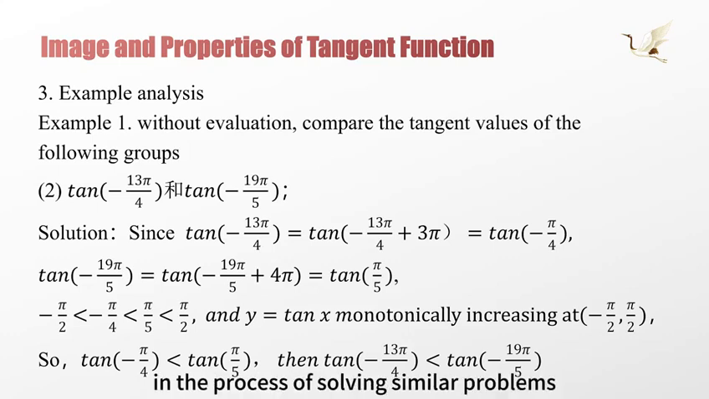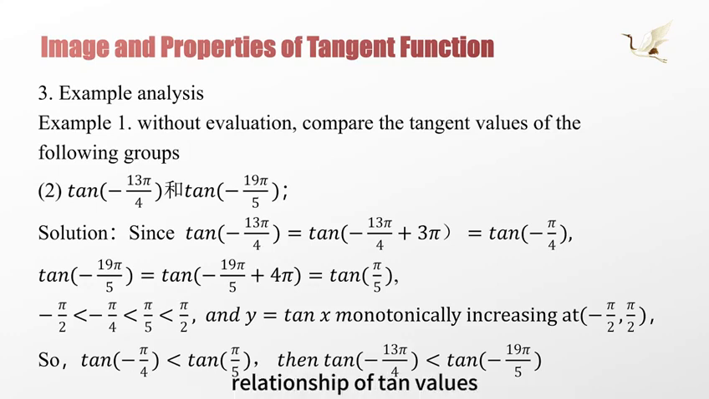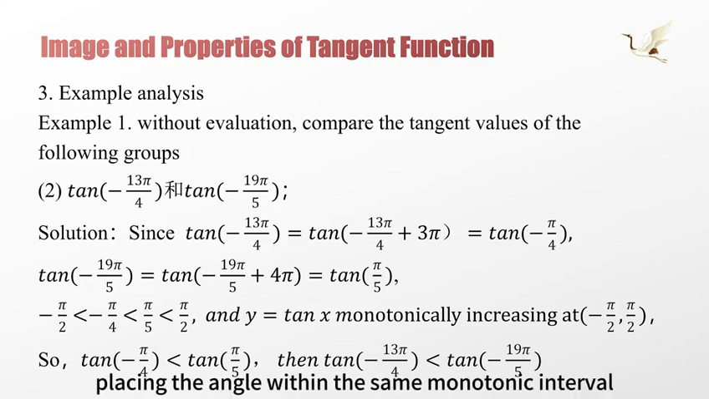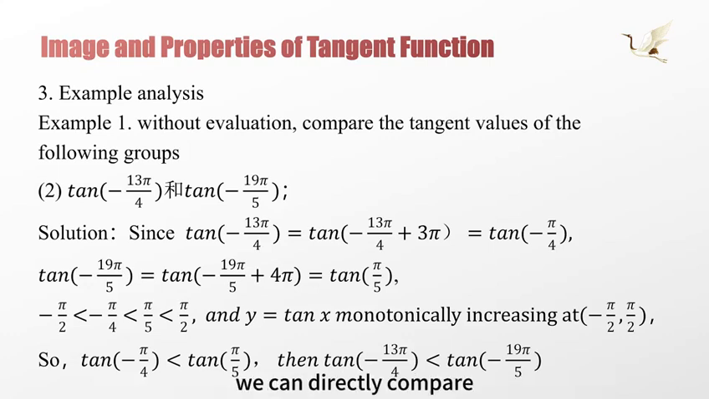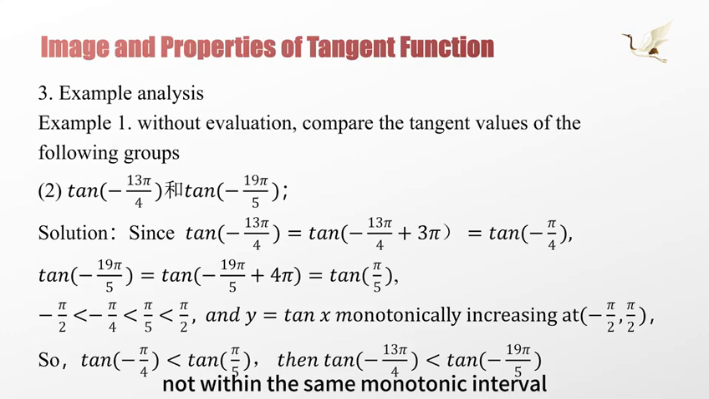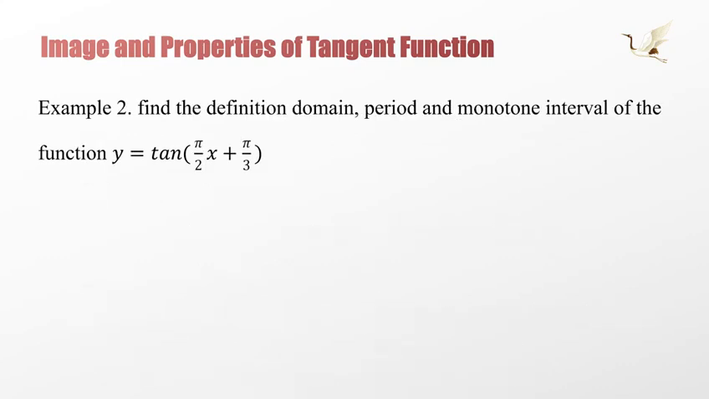In the process of solving similar problems, please note that the requirement of this question is to compare the magnitude relationship of tangent values without evaluation. We can treat the tangent values as two function values of the tangent function, which requires placing the angles within the same monotonic interval. When the angles are within the same monotonic interval, we can compare directly, but when they are not, we need to adjust the angles to the same monotonic interval through a period or induction formula before comparing.